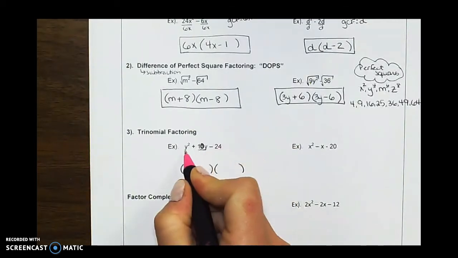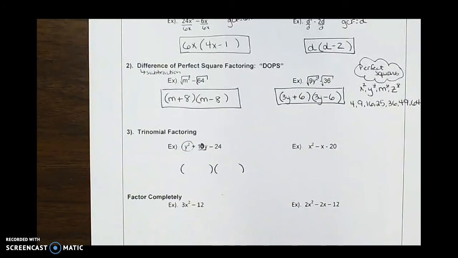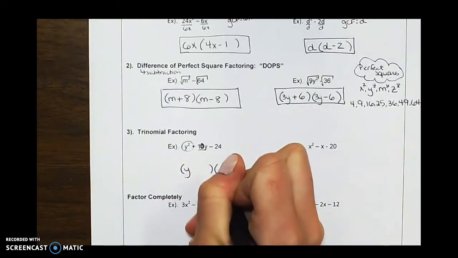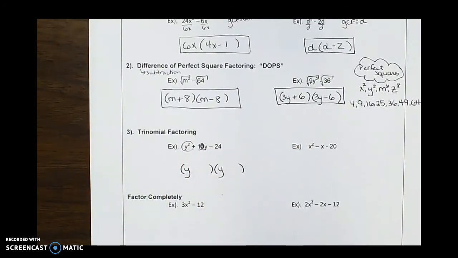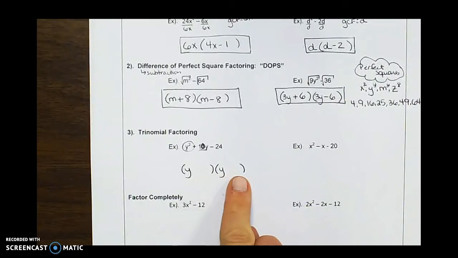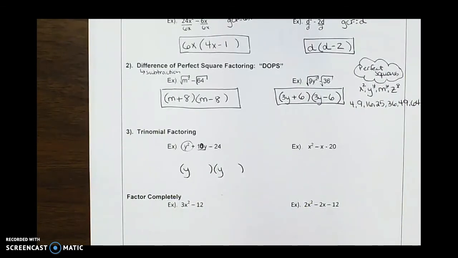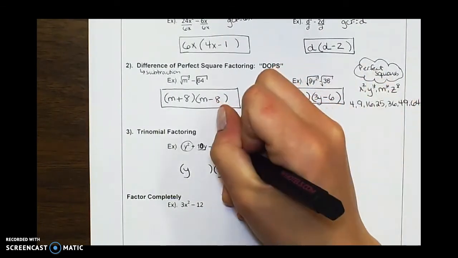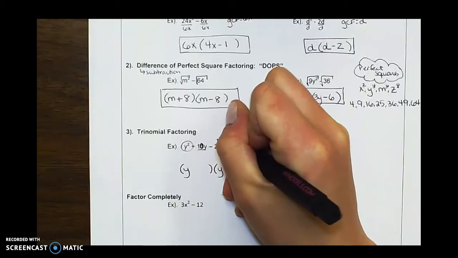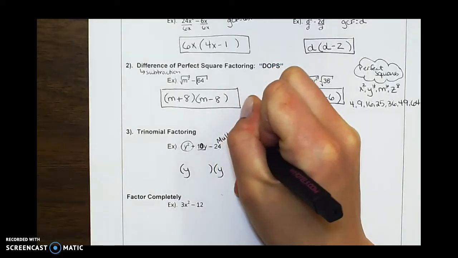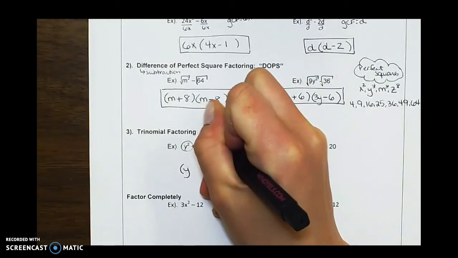Now the first thing we're going to do is look at this first term, and you need to think what times what will give you y squared. Well, that's y and y. Now to find out what's going to go after those y's, we need to think very carefully. We need to find two numbers that multiply to the last number and add to the middle number.